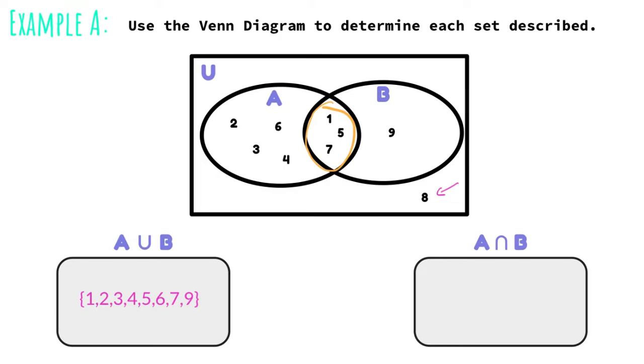So those numbers are 1, 5, and 7. So A intersects B at 1, 5, and 7. Now let's take a look at the next example.